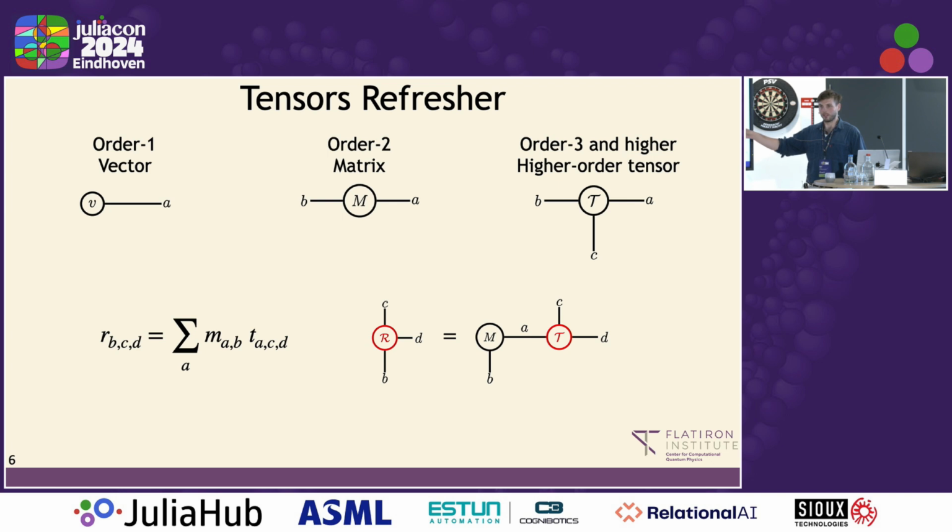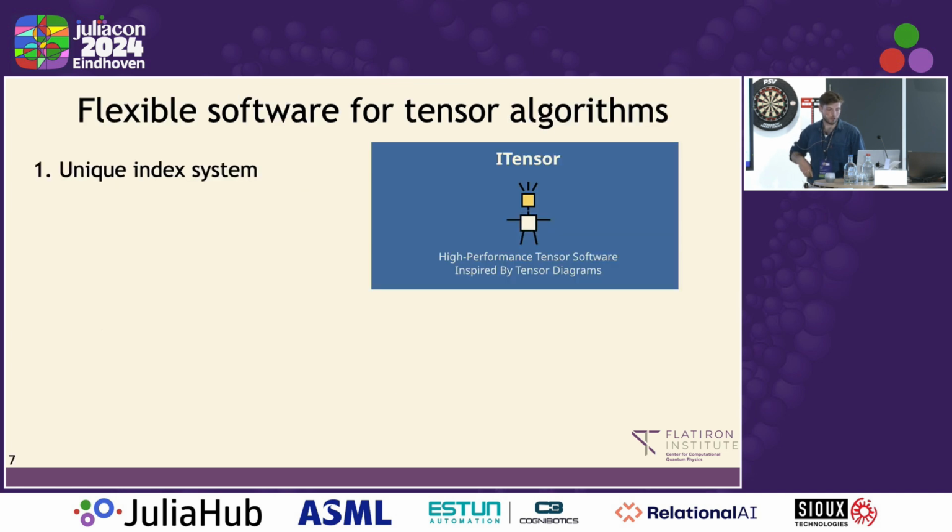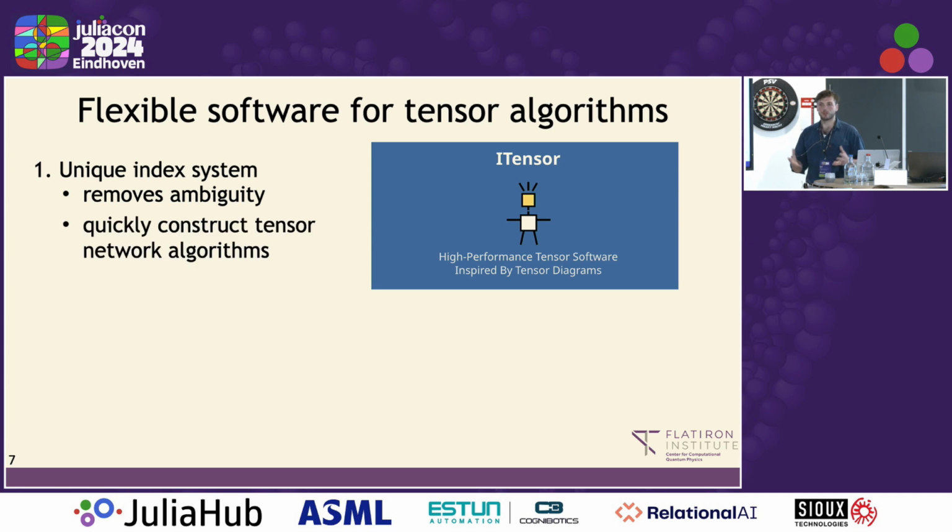You can tell really easily here that the leg connecting M and T is A, and this means in this representation that we sum over the leg A. So we can use this to build graph algorithms, and this is where ITensor shines. ITensor was originally created for this unique indexing system, which removes ambiguity from your algorithms. You don't have to write sums, which I'll show in a second, and it helps you quickly construct tensor network algorithms. We can easily build some kind of big tensor network.